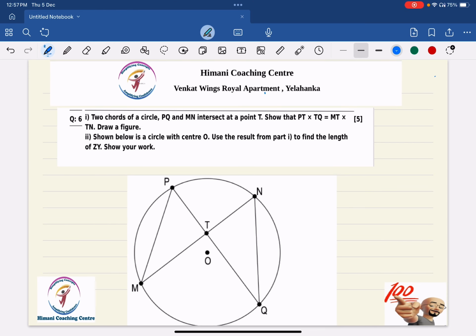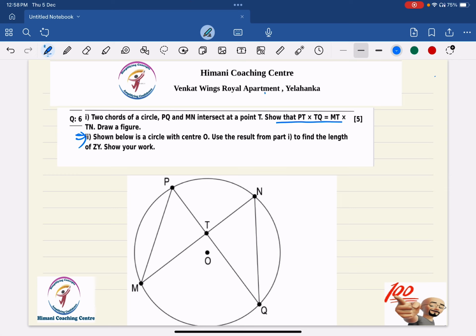Here we are given two chords of a circle, PQ and MN, intersecting at point T. Show that PT times TQ equals MT times TN. Draw the figure. That figure is drawn here. I have copied it because if I draw with my pen, it will not be that good. The second part we will see on the next page. Let us first show this.